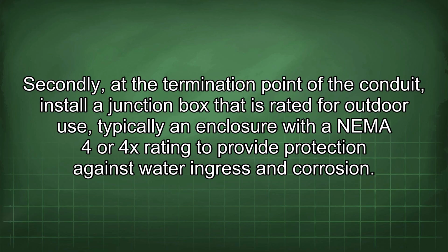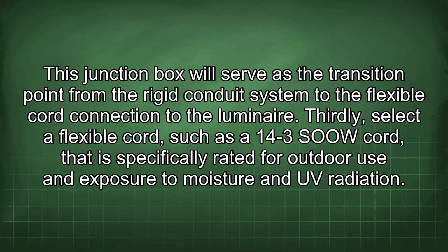Secondly, at the termination point of the conduit, install a junction box that is rated for outdoor use, typically an enclosure with a NEMA 4 or a Fowlkes rating to provide protection against water ingress and corrosion. This junction box will serve as the transition point from the rigid conduit system to the flexible cord connection to the luminaire.